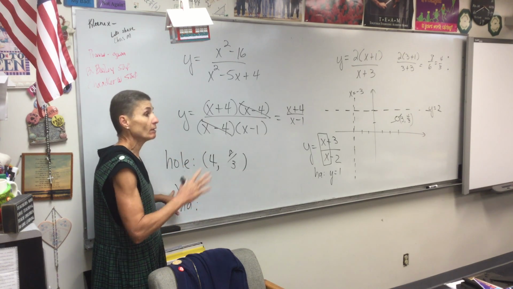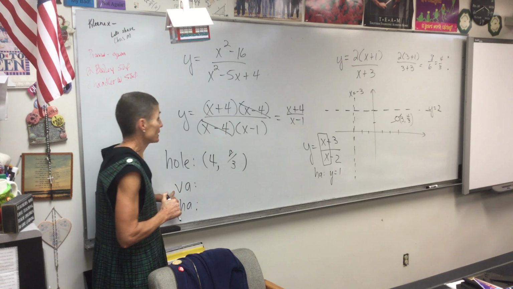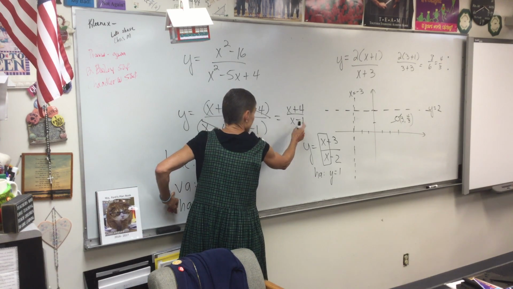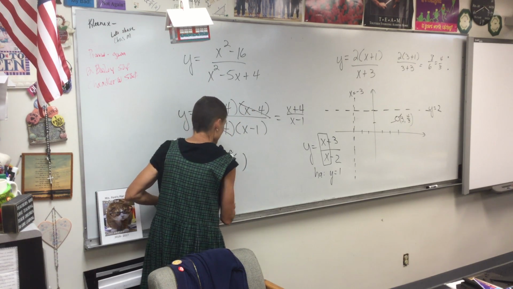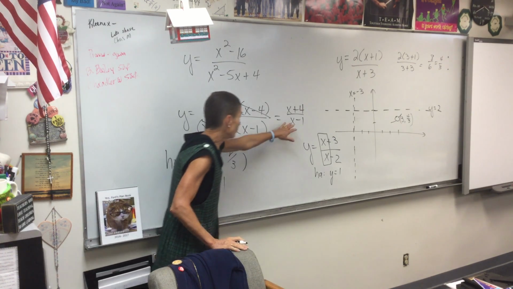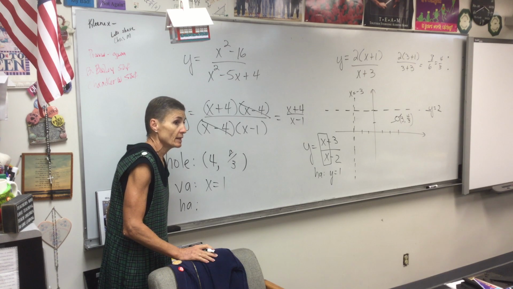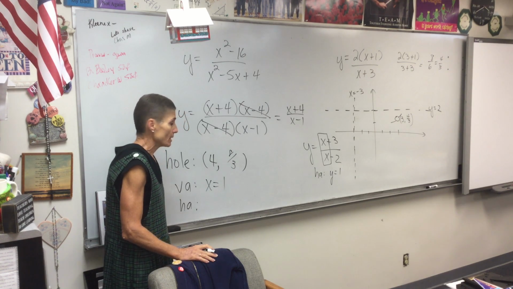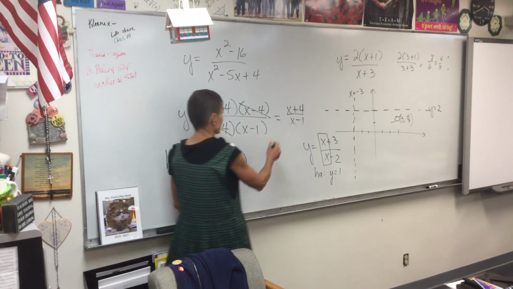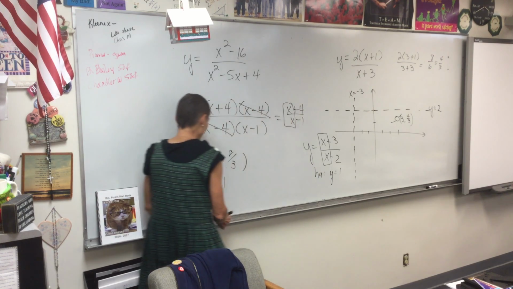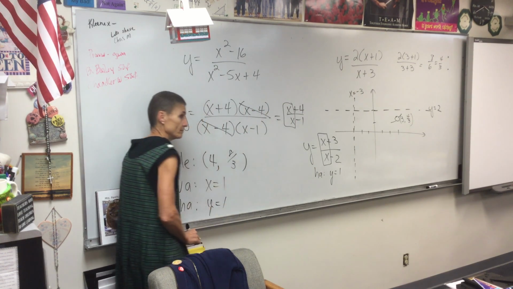Now, is there still a vertical asymptote? Yes, and the vertical asymptote is at x equals 1, because if you put 1 in, you're going to get 0 in the denominator. And where's your horizontal asymptote? Also at 1. At y equals 1.